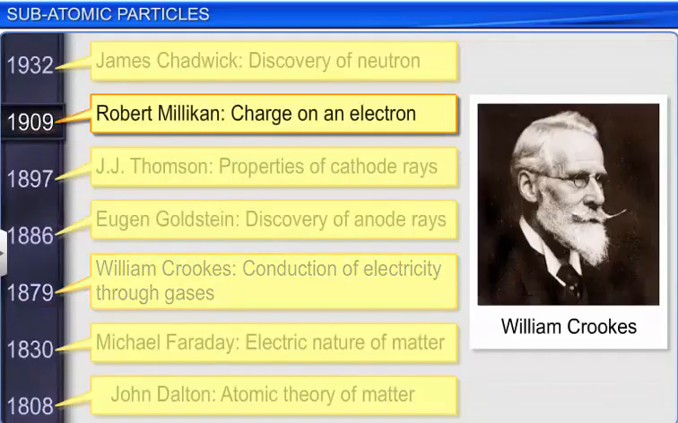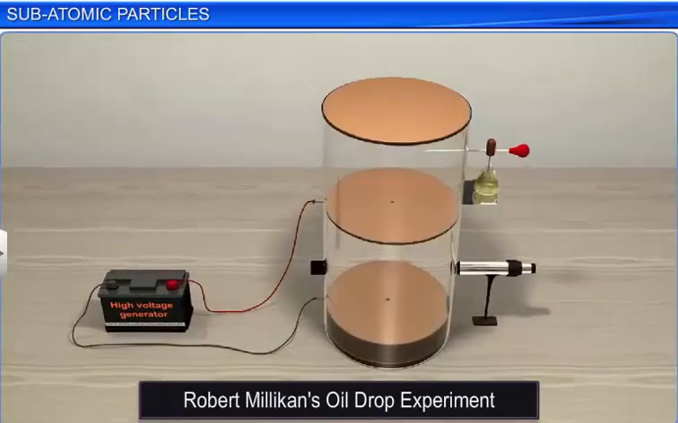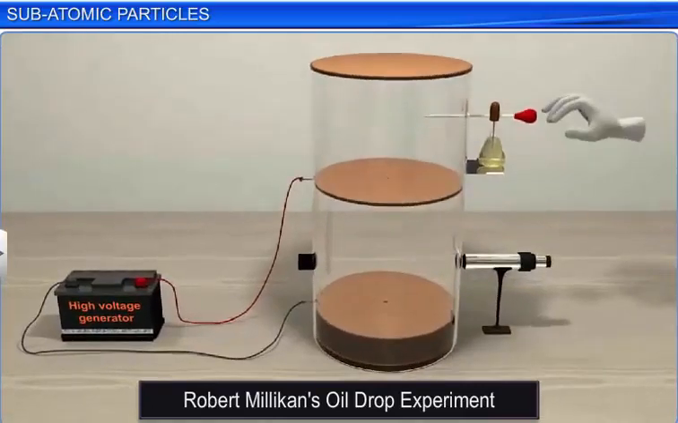The charge and mass of the electron, however, remained unknown until another scientist, Robert Millikan, devised a method to calculate them in 1909. In order to calculate the charge of an electron, Millikan conducted the famous oil drop experiment by using the apparatus shown here. It consisted of a transparent electrical condenser with one metal plate at the top and the bottom of the chamber.